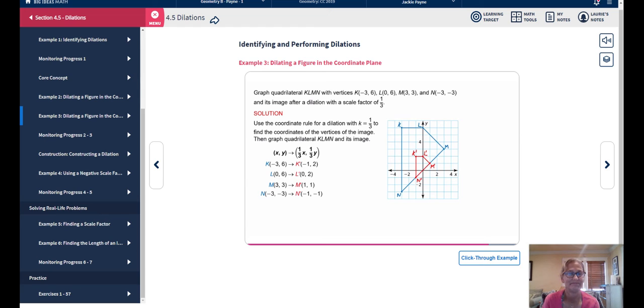So quadrilateral K prime, L prime, M prime, N prime is the image of quadrilateral KLMN after a dilation with a scale factor of 1/3.